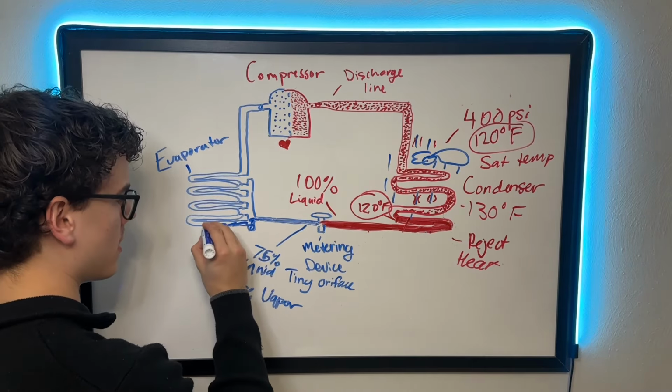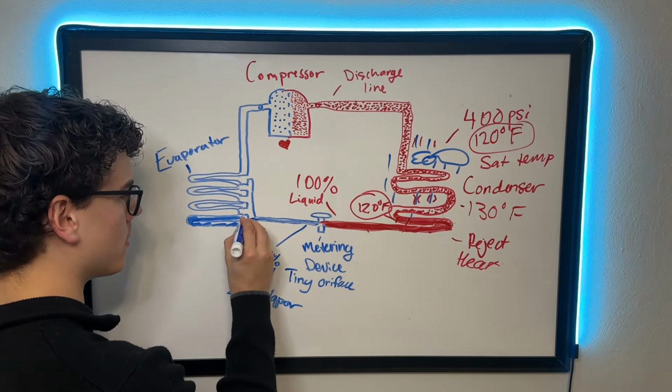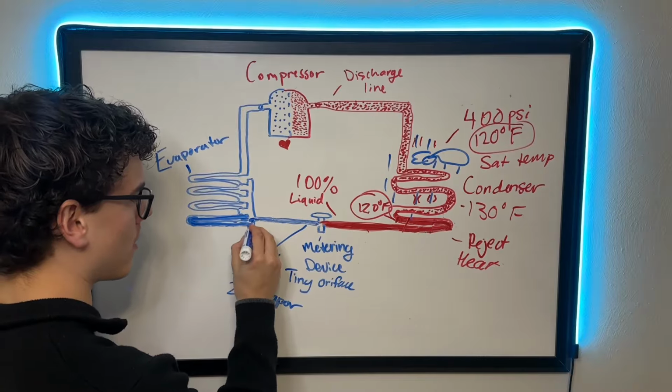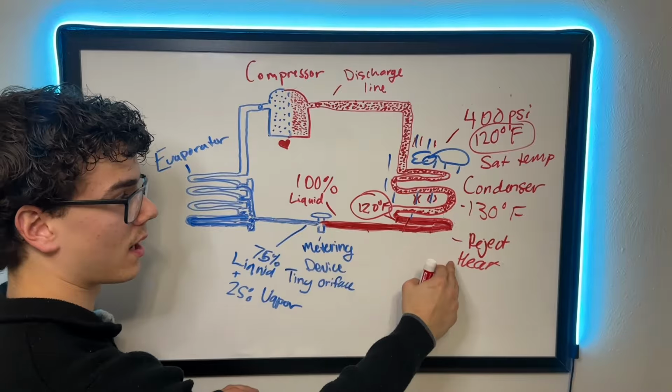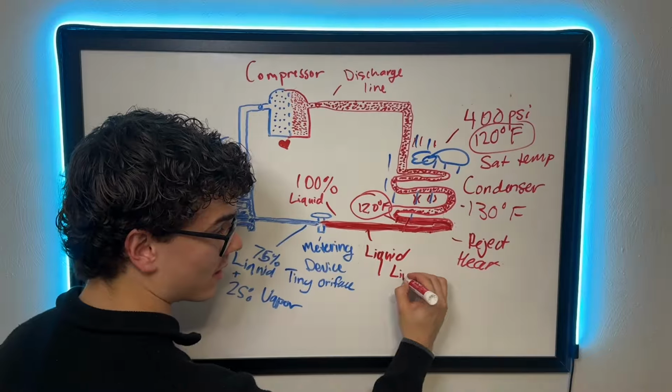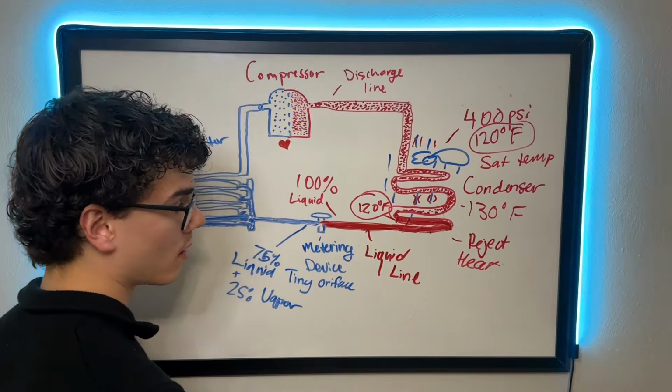The liquid pours in, right? There's a stack of liquid sitting at the bottom of this evaporator coil. This evaporator coil is inside the house. This was outside the house. This is inside the house. This line is the liquid line, by the way.